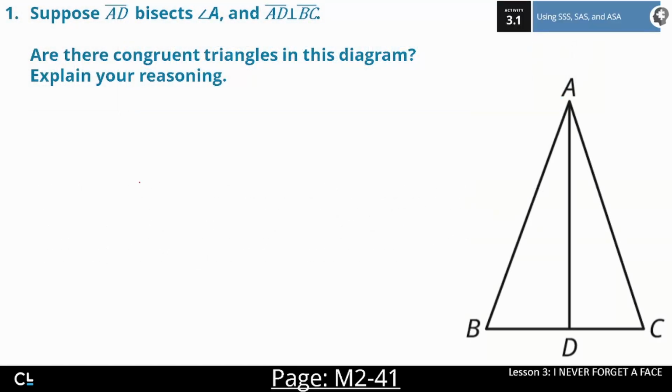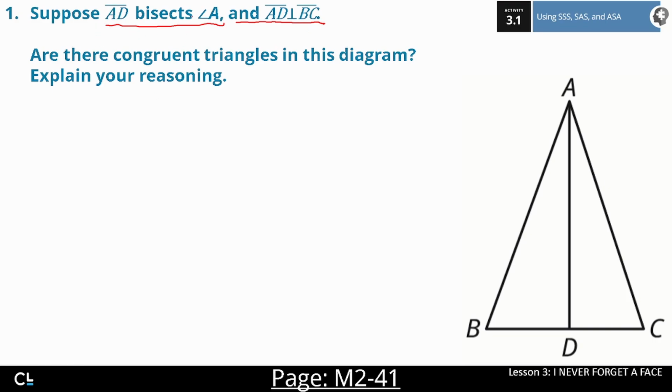All right, so starting off on our first example, this is on page M241 if you're taking notes in your book, and it says, suppose that AD bisects angle A and AD is perpendicular to BC. Those are two pieces of information up top here. AD bisects angle A, and AD is perpendicular, that's what that symbol means, to BC. Let's mark that off first. Let's understand what that means and mark it off.